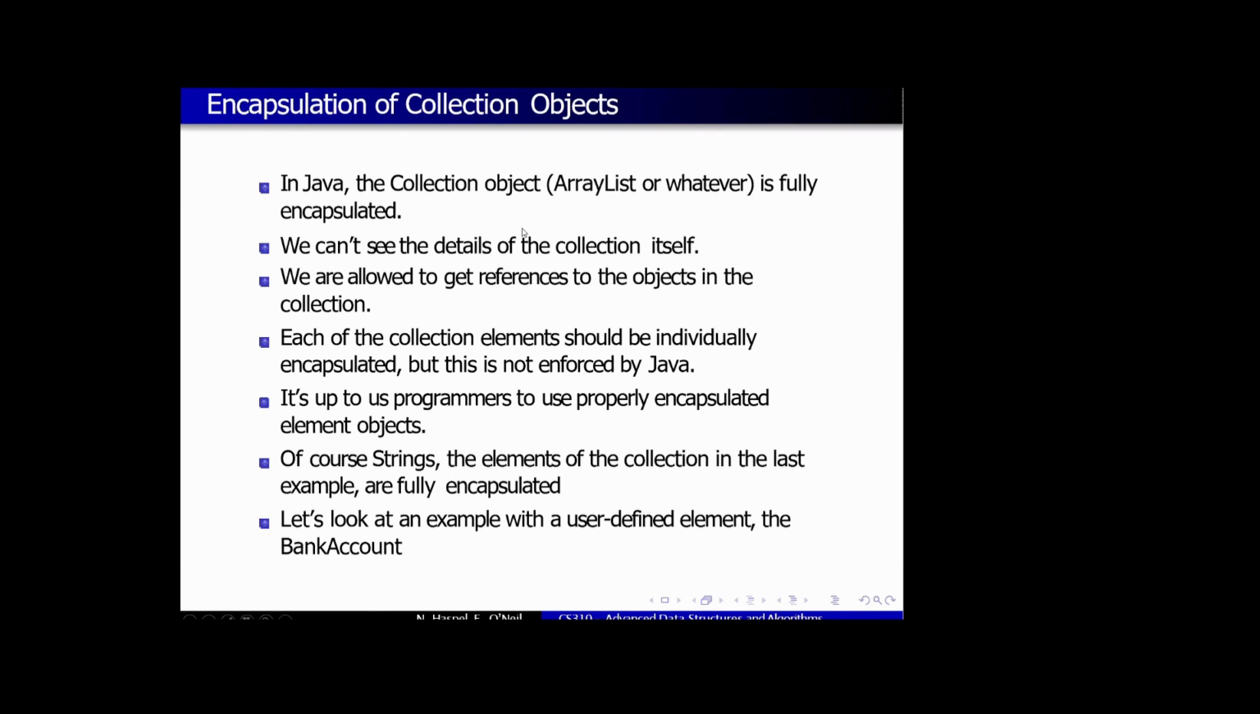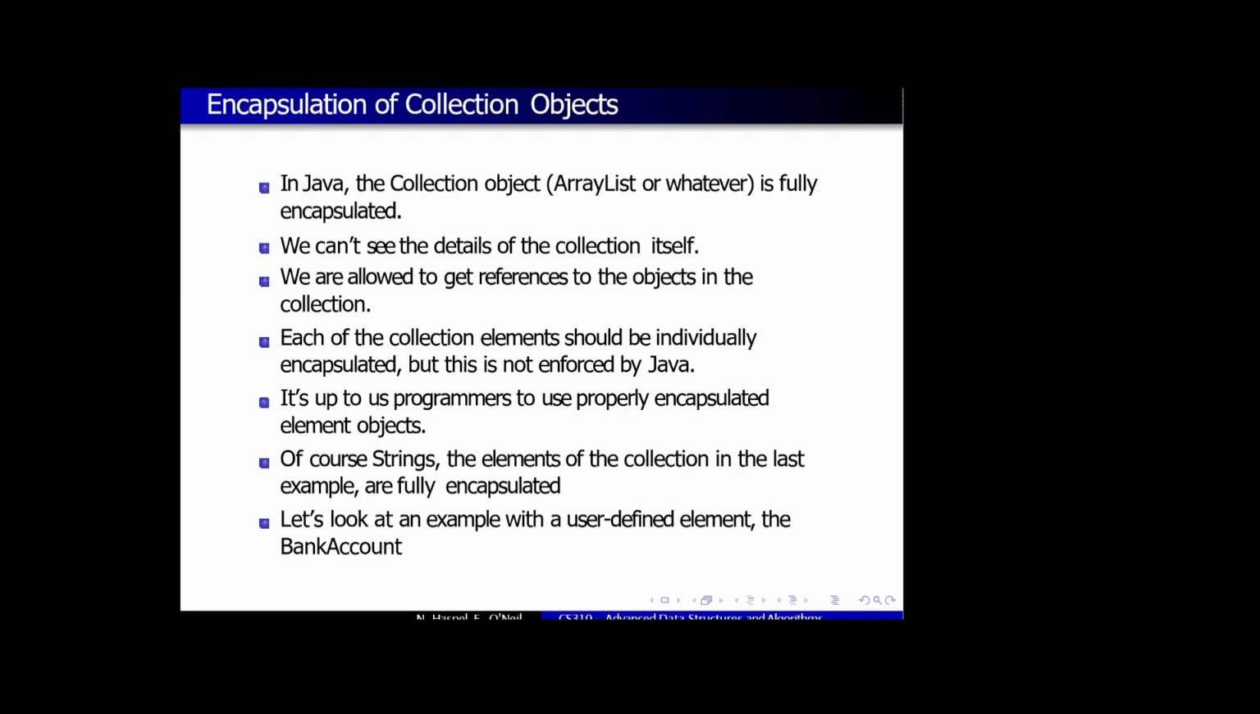Okay, so the collection objects are fully encapsulated, and this is also true with the textbook collection objects. It's the only reasonable way to do it. That means we can't see the inner workings of the collection from the outside, but we are allowed to get references to the objects that are in the collection. So now when we look at those collection objects, we would normally expect them to be fully encapsulated if it's being used by a responsible programmer. But this is not enforced by Java, so they could be unencapsulated.